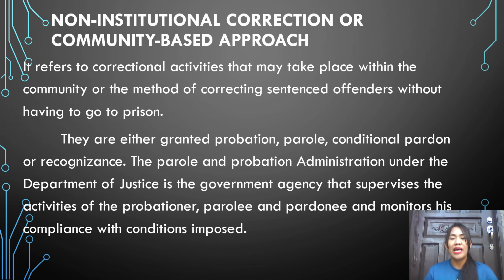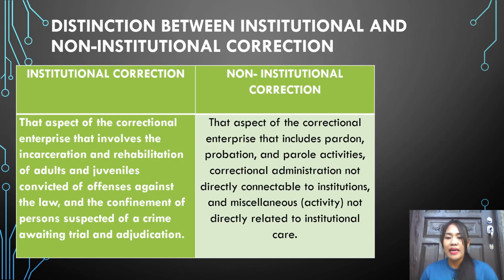The Parole and Probation Administration, which is under the DOJ, is the government agency that supervises the activities of probationer, parolee, and pardonee and monitors his compliance with conditions imposed. Okay, may mga kondisyon yan. Hindi ibig sabihin na sinaserve nila yung kanilang sentence sa labas ng kulungan is talagang malaya. Hindi po. There are still conditions that they need to strictly comply. So, yan po yung distinction ng institutional and non-institutional correction.